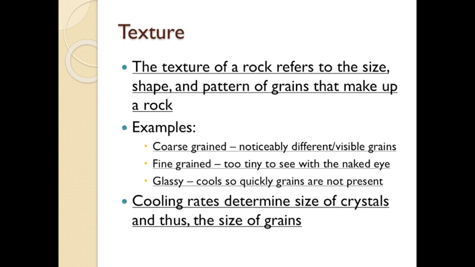So texture refers to the size, shape, and essentially pattern of the grains of the rock. So there's a couple different types of textures. Three of the most common are coarse grain, and this is where you can noticeably see the different grains. Fine grain, where you can kind of tell that there are grains there, but it's tough to tell them apart. And then glassy, which is where it forms so quickly and cools so rapidly that these crystals don't actually have a chance to develop.